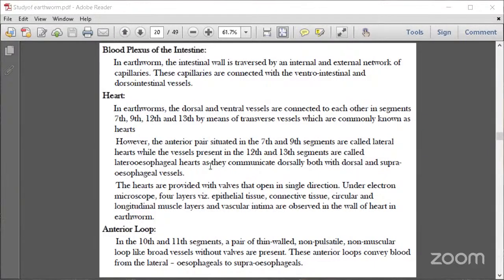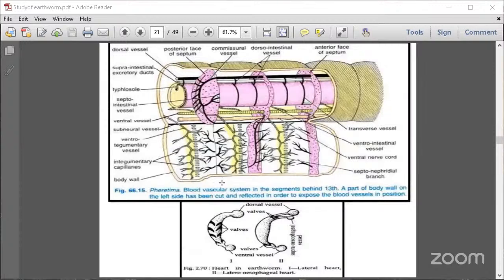And coming to the anterior loop, in the 10th and 11th segments, a pair of thin-walled, non-pulsatile, non-muscular, loop-like broad vessels without valves are present. These anterior loops convey blood from lateral esophageals to supraesophageals. This is the blood vascular system.